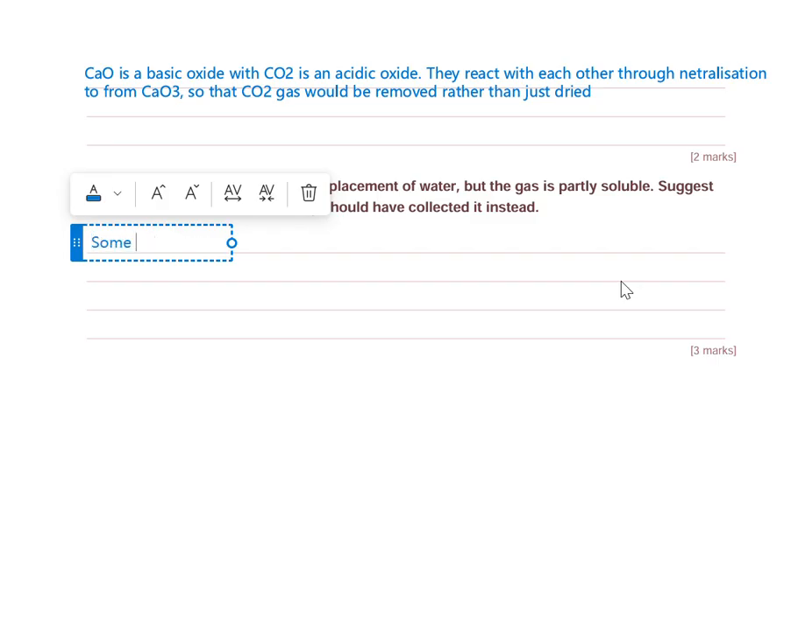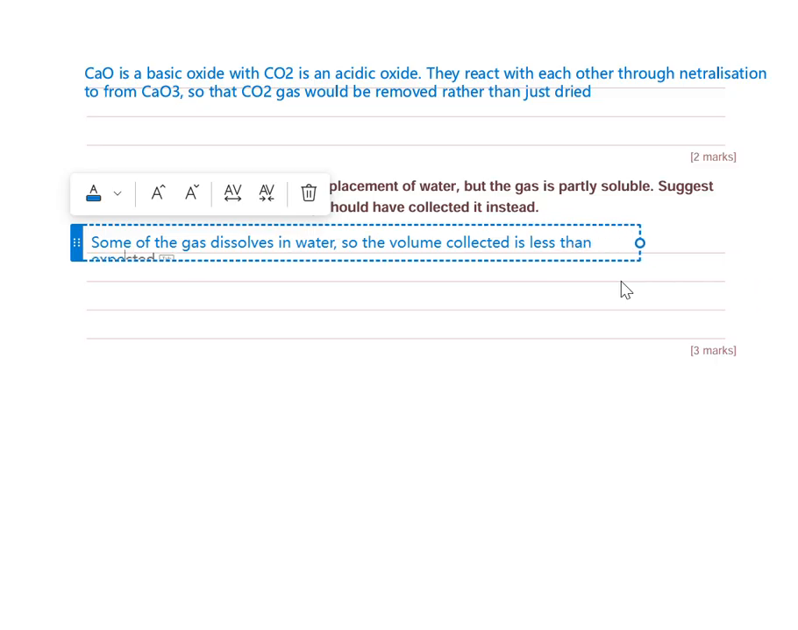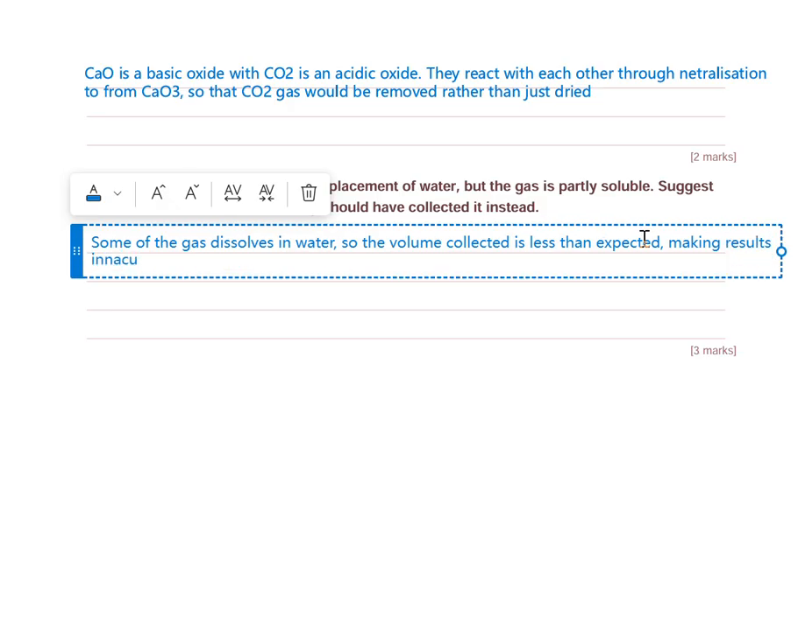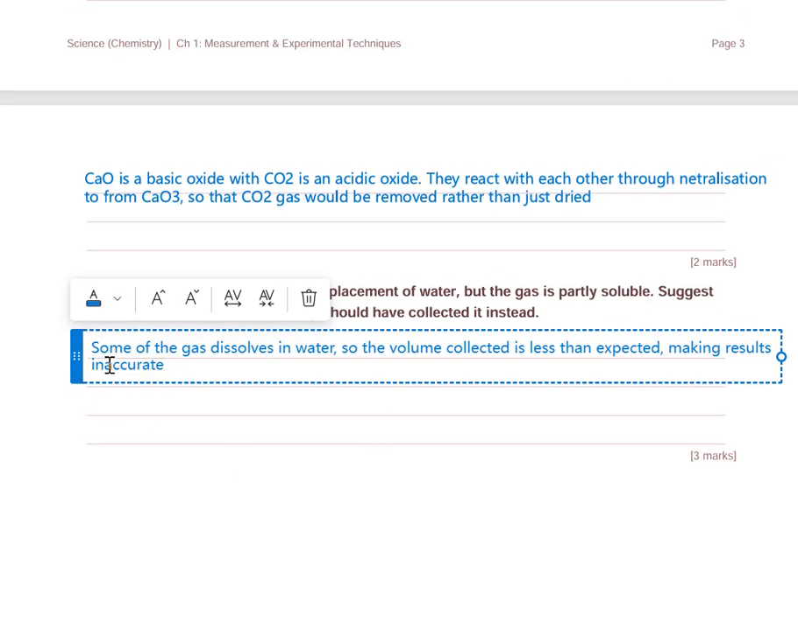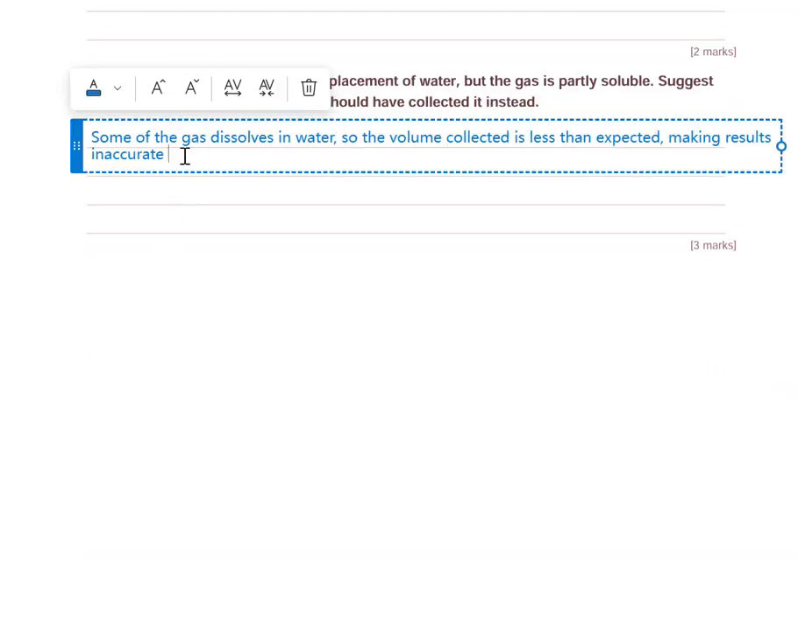Let's answer the question. Some of this gas dissolves, so the volume collected is less than expected, making results inaccurate.